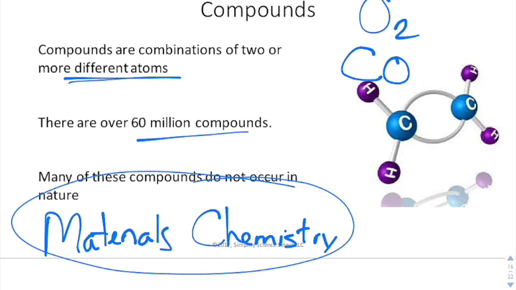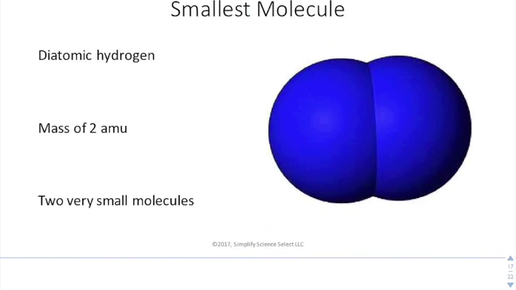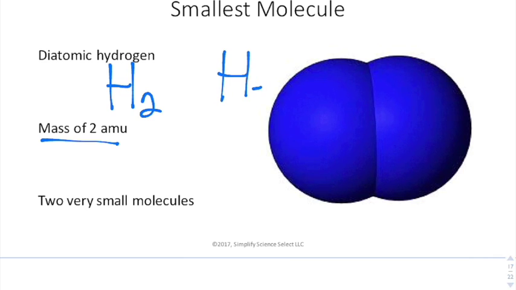Okay, if you were to look at the materials that are built into your phone, without developing those materials, you would never have those devices. Now, the smallest molecule that you can think of is going to be hydrogen. Diatomic hydrogen has an atomic mass of 2 AMU. If you were to look at its next closest competitor, helium has an atomic mass of 4. So because of that, diatomic hydrogen is going to be by far the smallest molecule.